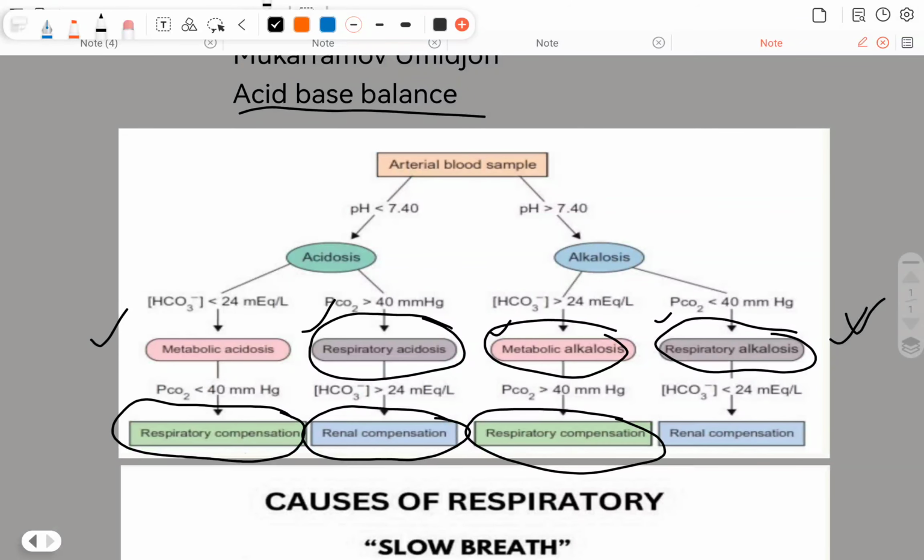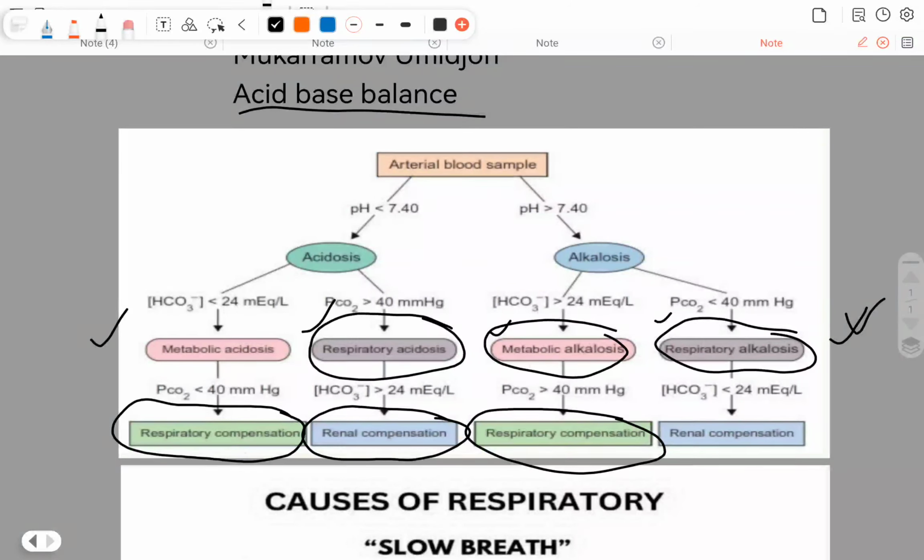Okay, and in this kind of situation, of course, our kidneys are always ready to help with respiratory alkalosis by decreasing the discharging of the hydrogen ions from the kidneys. By this way, the renal compensation may occur and the acid-base balance will be normalized.